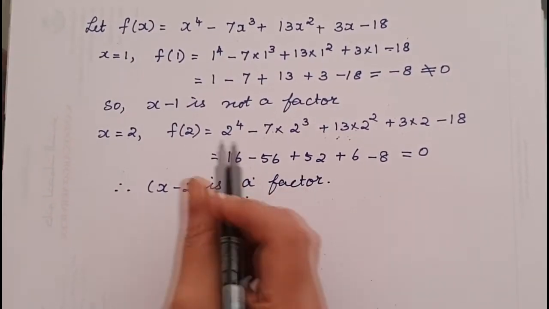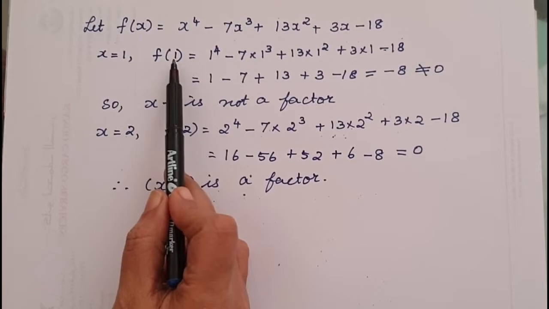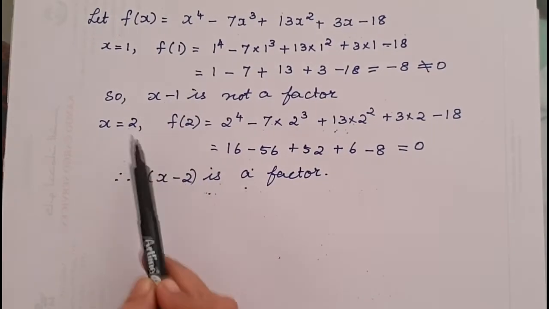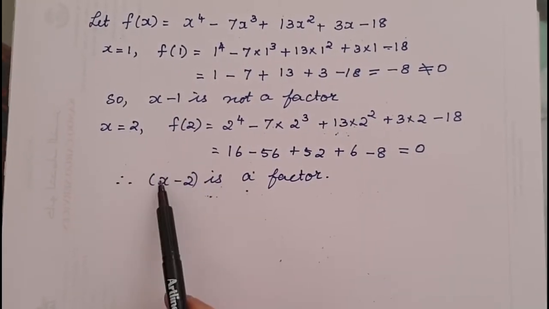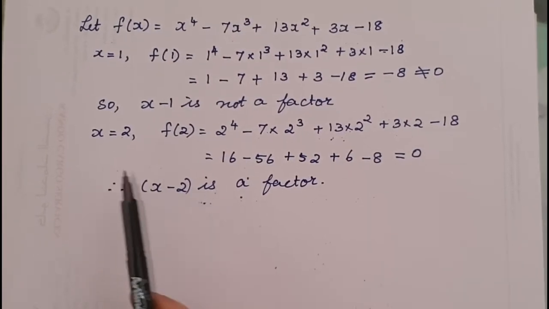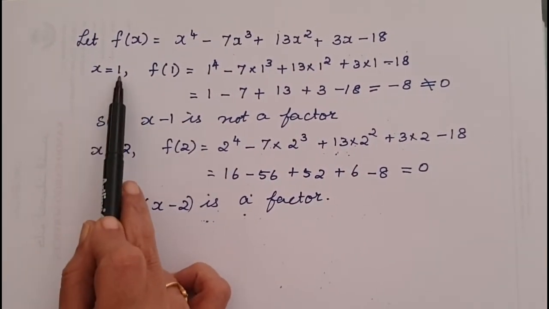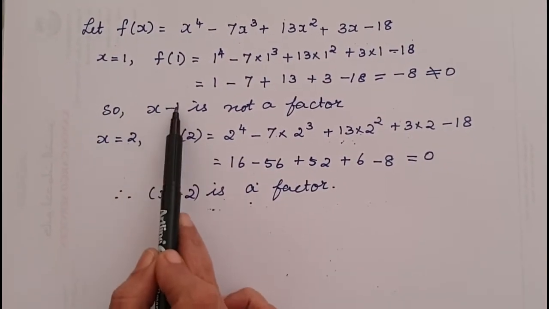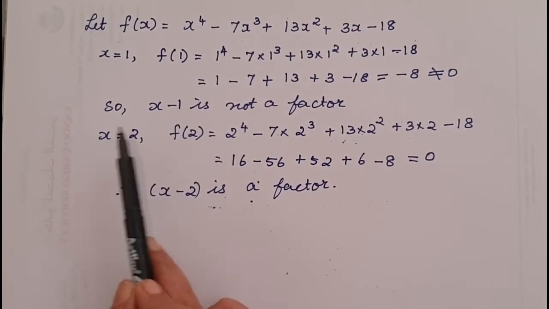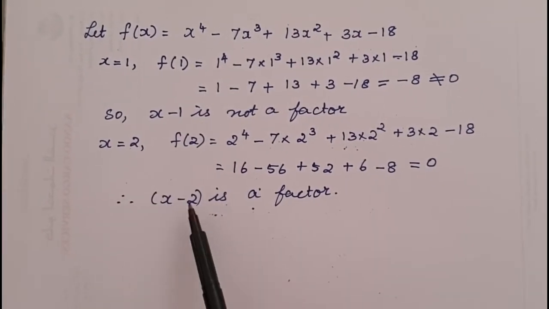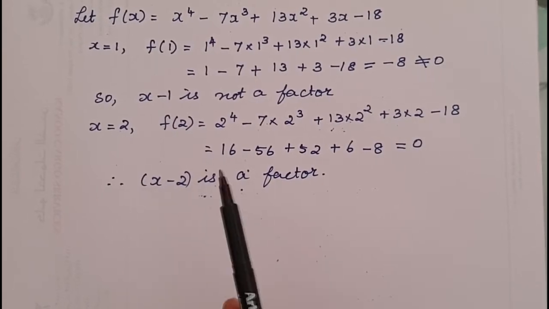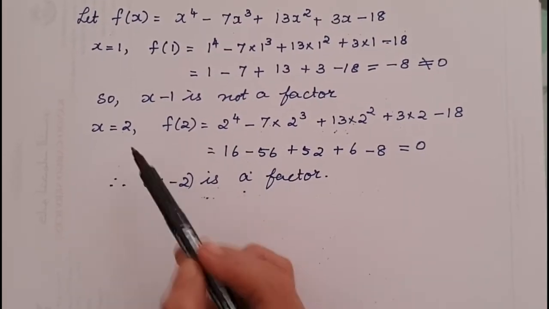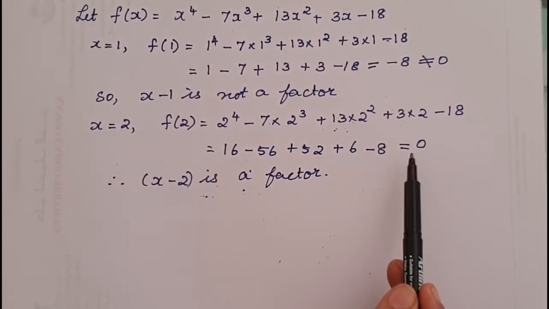We have to be very careful. When you substitute x equal to 1, x minus 1 is a factor. When we substitute x equal to 2, x minus 2 will be a factor. And if you are substituting x equal to minus 1, then x plus 1 will be the factor. For x equal to minus 2, x plus 2 will be the factor. It goes the opposite. Now we stop over here since we got our answer as 0.